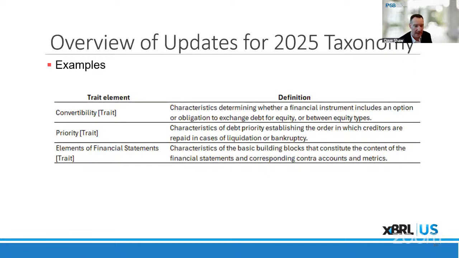And so on this slide, we have just examples of some of the documentation labels or definitions that were applied to the written for the trait elements. And so there they are. If you open the taxonomy, you can read all of them.